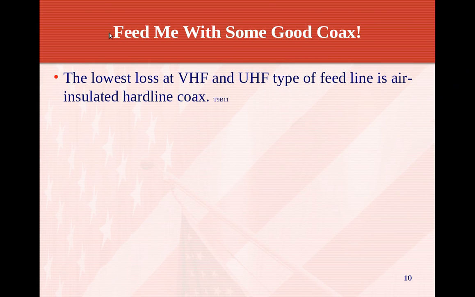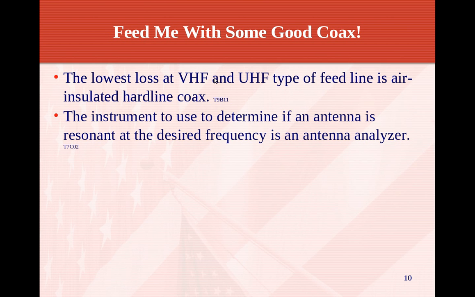The lowest loss at VHF and UHF type of feed line is air-insulated hardline coax. So this is what they use on the towers if you're going over very long lengths. The instrument used to determine if an antenna is at resonant at the desired frequency is an antenna analyzer.